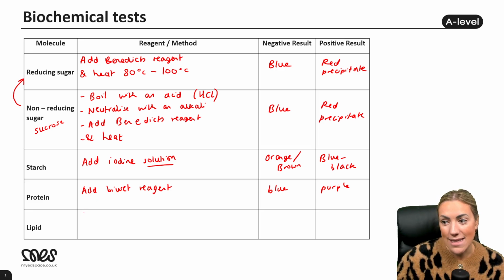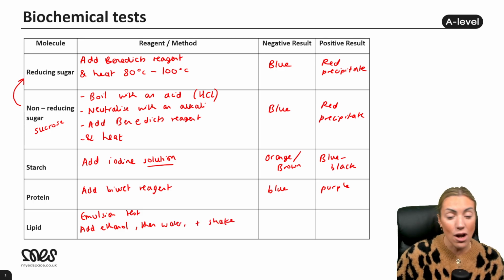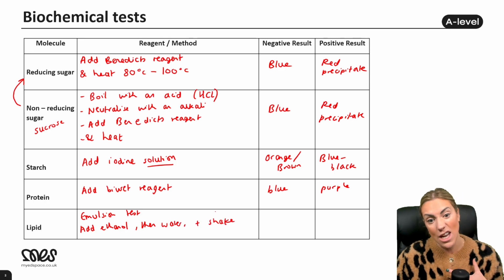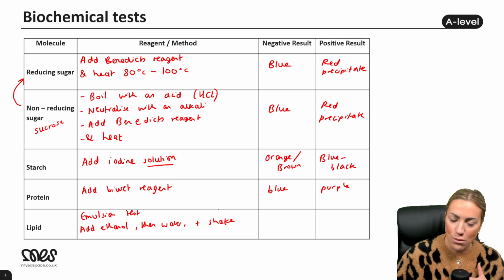Finally, the lipids. Now this one is called the emulsion test. The only kind of tricky thing with this one is to remember that you have to add two reagents. So you add ethanol and water, and you have to add them in that order. So you add ethanol, then water. And you do need to shake it. So you could say add ethanol and shake, then add water and shake. You can just say add ethanol, then water and shake.